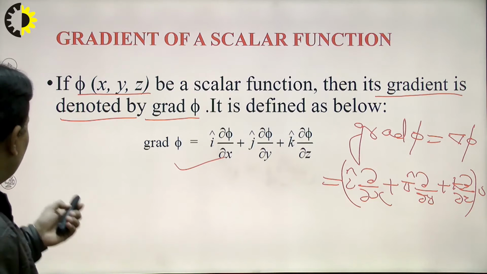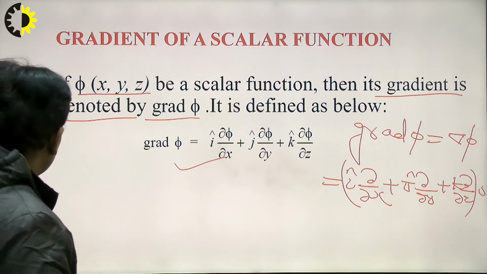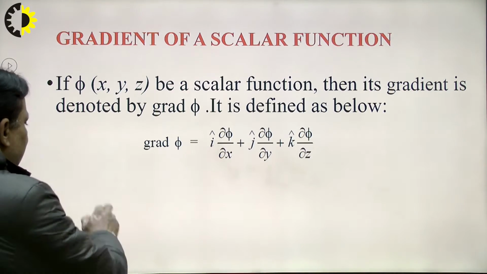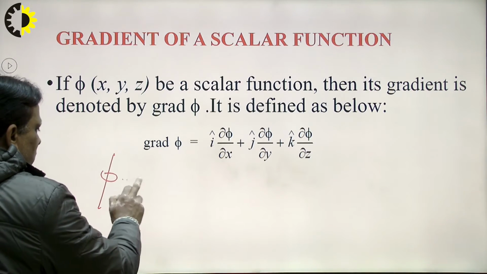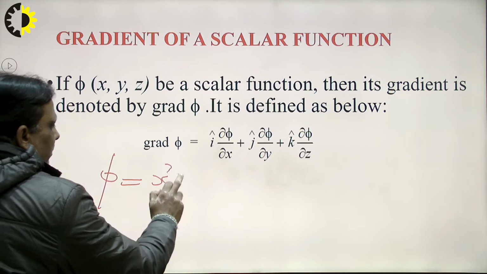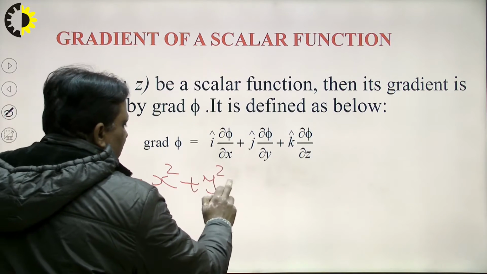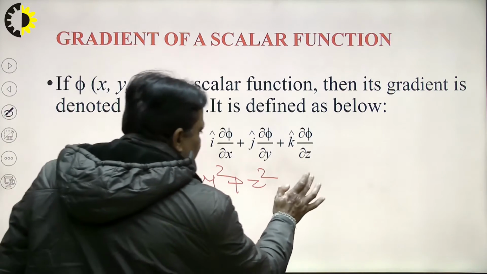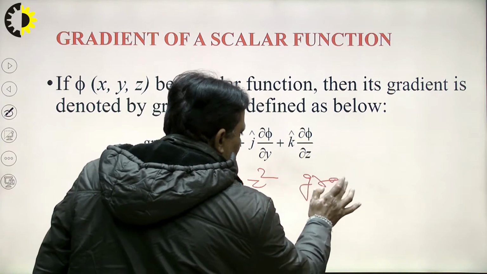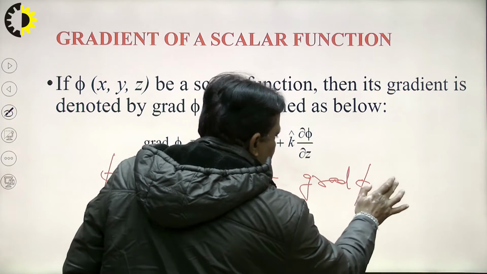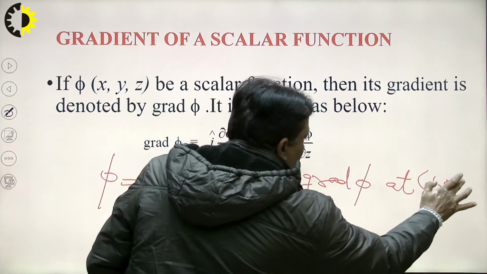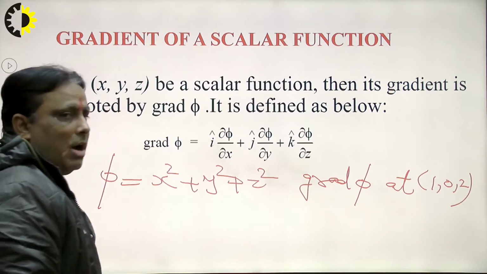Suppose I want to calculate the grad at a particular point. I will explain how to calculate the grad here, one by one. Suppose I have a function phi equal to x square plus y square plus z square, and I want to calculate grad phi at the point (1, 0, 2). So how to calculate grad phi?